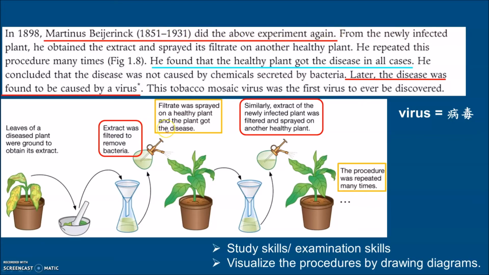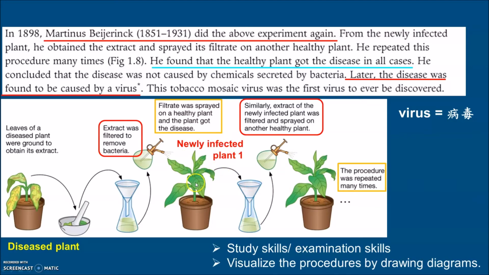So as we said before, we have the deceased plant, and then we pick a leaf, and we try to make some extract, and then we filter the extract to try to remove the bacteria, and then spray the filtrate on the healthy plant. And technically all the plants got the disease. So that's what we call the newly infected plant, and we have a number, plant 1.